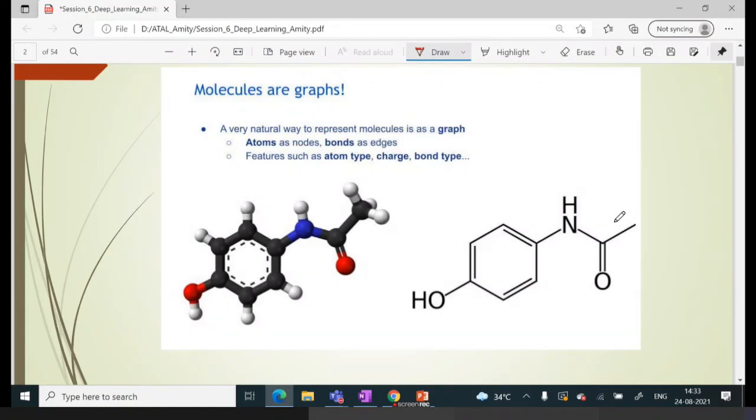For example, if we talk about chemistry, then molecules can be represented as graphs or networks. So what is the idea when we try to represent molecules in terms of graphs? The atoms will be represented by nodes, and bonds between different atoms will be represented by edges. And along with this, we can also associate features with each node. For example, we can talk about atom type, bond type, charge, and so on. So once we have this kind of representation, what can we do with respect to this representation? That is the next question.